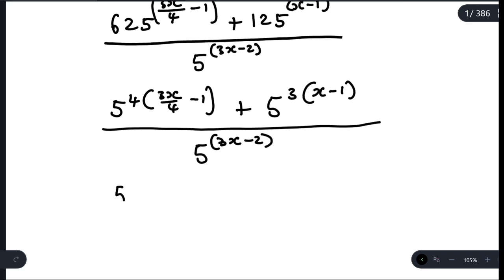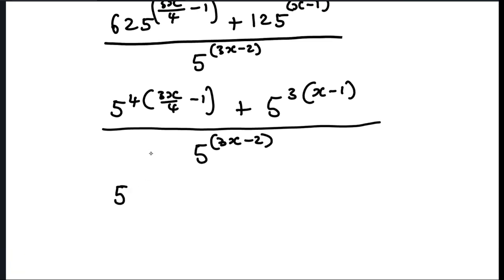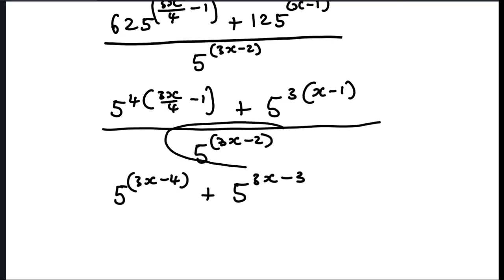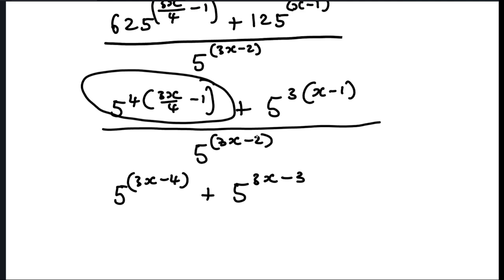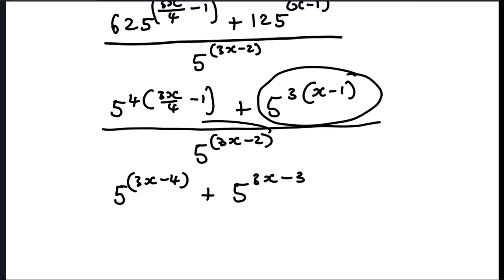So it's going to be 5, then I have 3x minus 4, just like I simplified this just now. Plus, what about this? 5 raised to the power of 3 times x is 3x, and 3 times minus 1 is minus 3. Good. But look at what I have in the denominator. Do you know that this term is being divided by this? And this term too is also being divided by this.